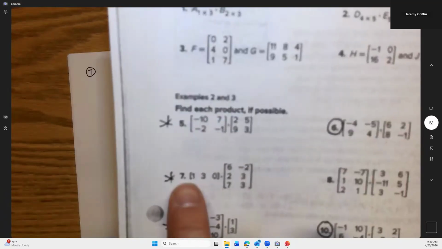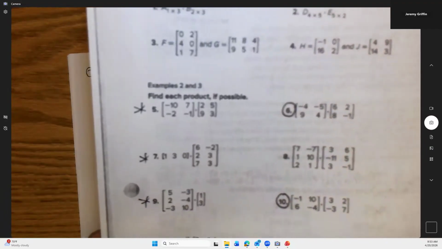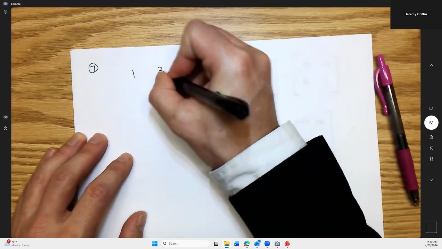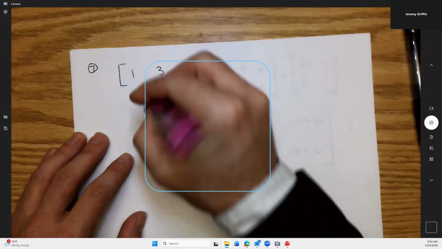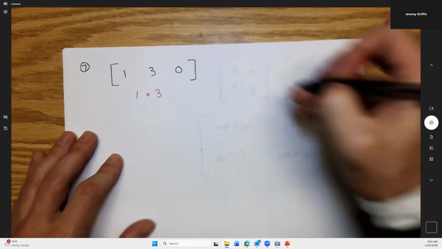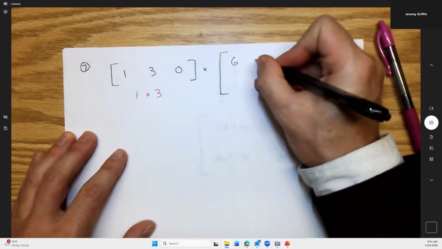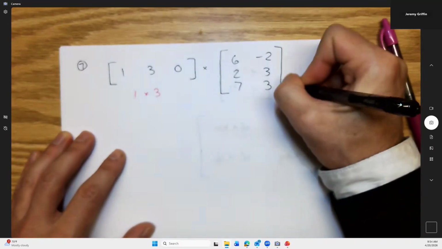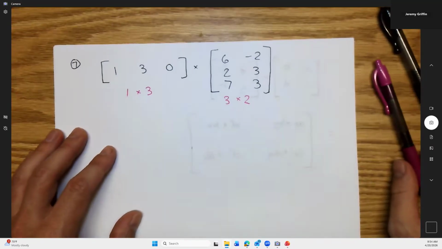This is interesting. I got a 1x3 matrix and a 3x2. Do you guys think you can multiply that together? Let's try it out. So I got 1, 3, 0. That is a 1x3 matrix. And then I'm multiplying by 6, negative 2, 2, 3, 7, 3. I got a 3 by 2 matrix. So 1 by 3 times the 3 by 2.